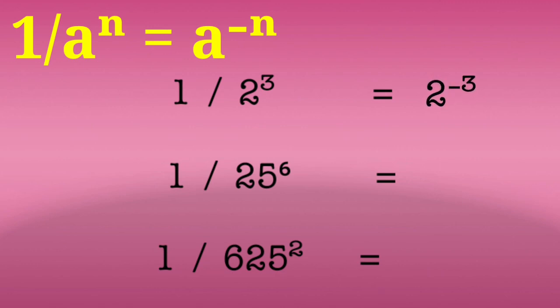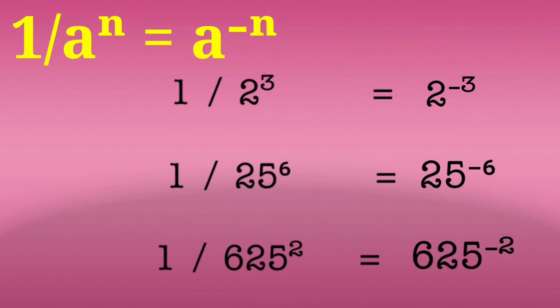Example: 1 divided by 2³, 1 divided by 25⁶. What will you get? What is 1 by 2³? It will become 2⁻³, the negative of the exponent. And 1 divided by 25⁶ becomes 25⁻⁶.